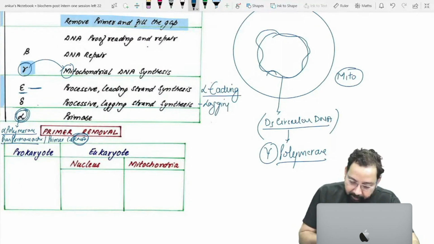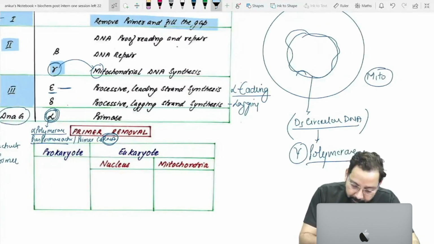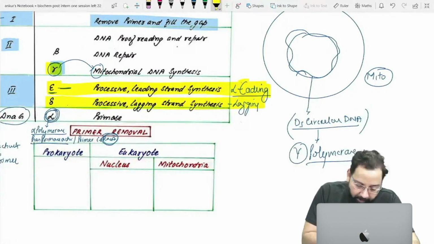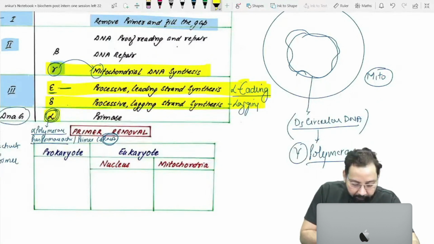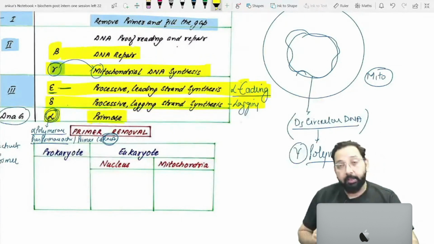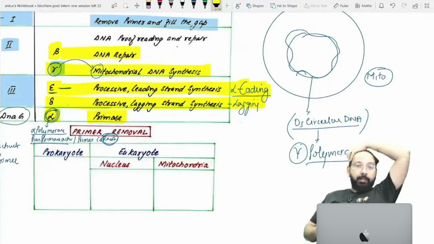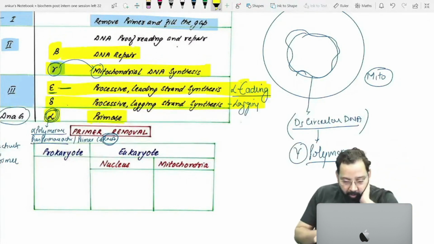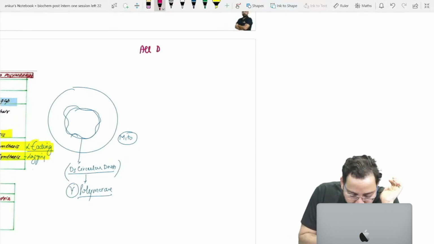So you can easily remember by this mnemonic: leading, E looks like epsilon. Leading strand is synthesized by epsilon, lagging strand is synthesized by delta, gamma for mitochondria, alpha for primer synthesis, primase, beta for DNA repair. Okay, got the point?